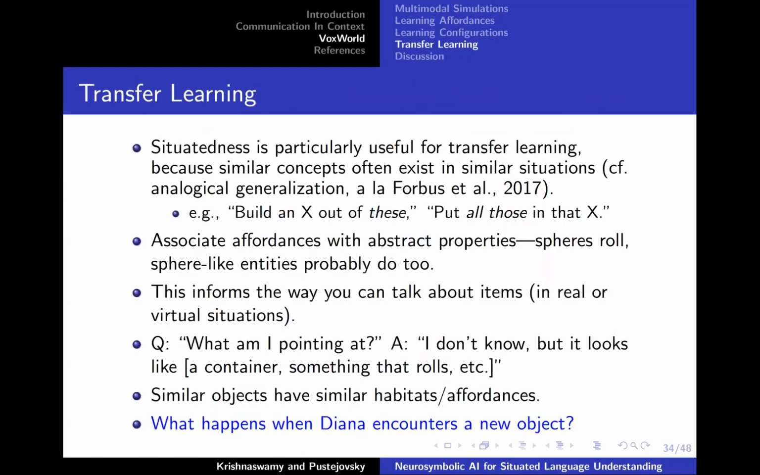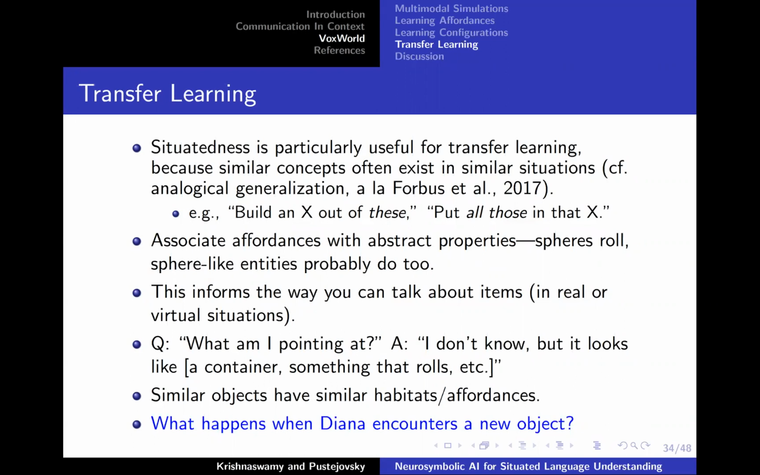Our last challenge is transfer learning. Situatedness is particularly useful for transfer learning because similar concepts often exist in similar situations. So I could take a random assortment of objects and say, build a staircase out of these, and it should try to reproduce the structure. Or put a collection of boxes or some objects into a space, and it can try and solve that problem. We can associate affordances with abstract properties. So if I can say that spheres roll, then sphere-like entities probably do as well. And this informs the way that you can talk about items in real or virtual situations.